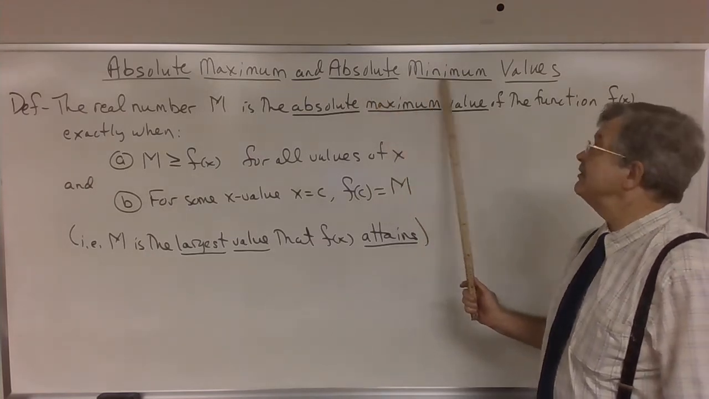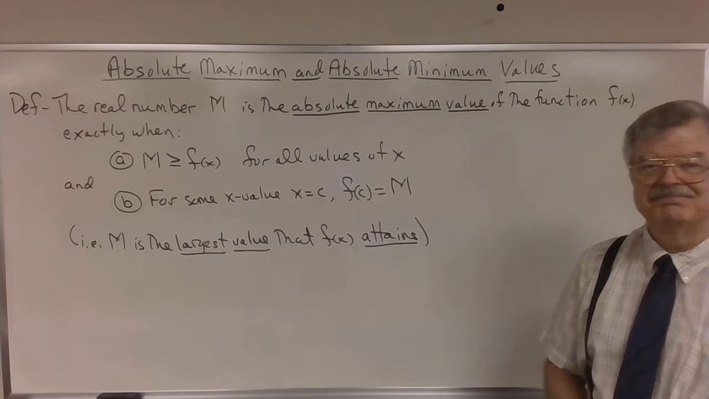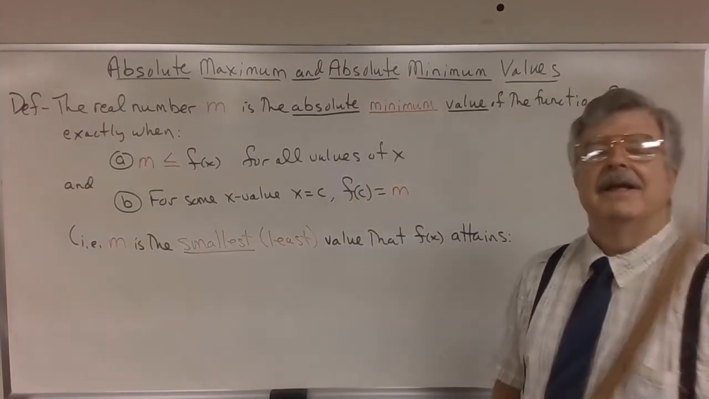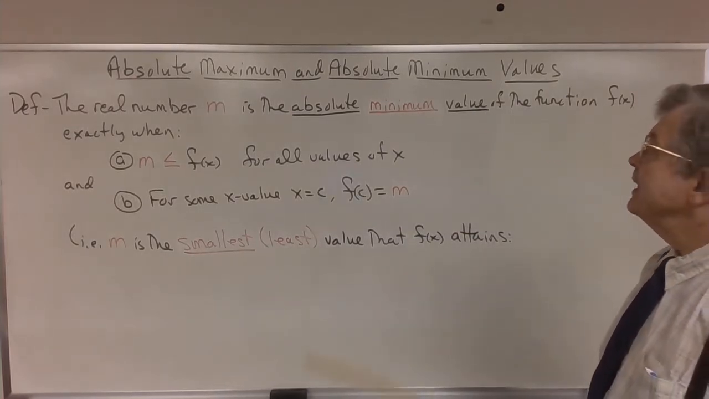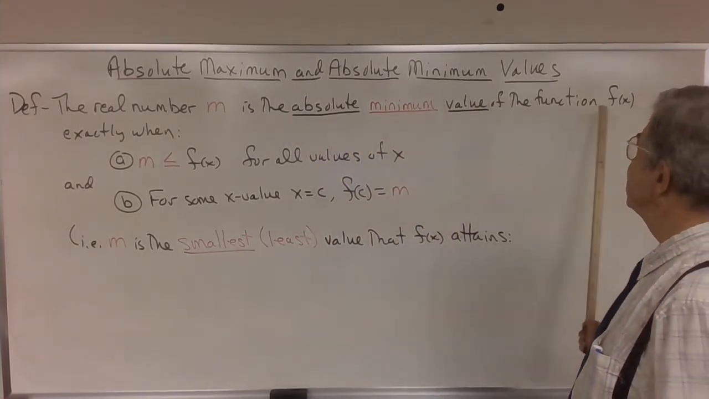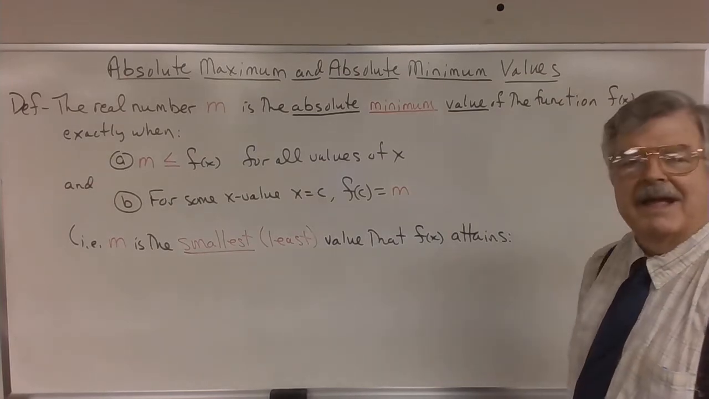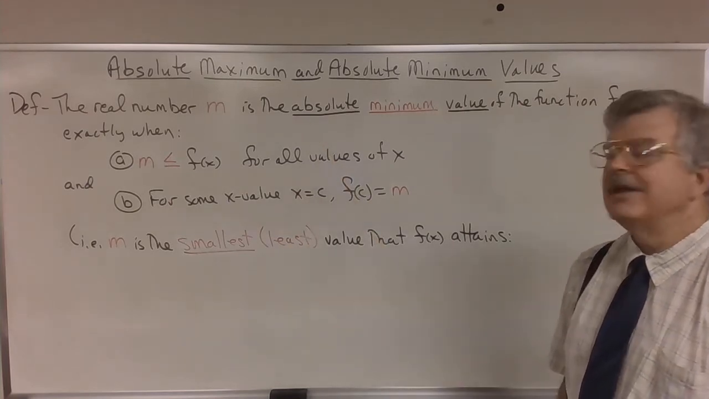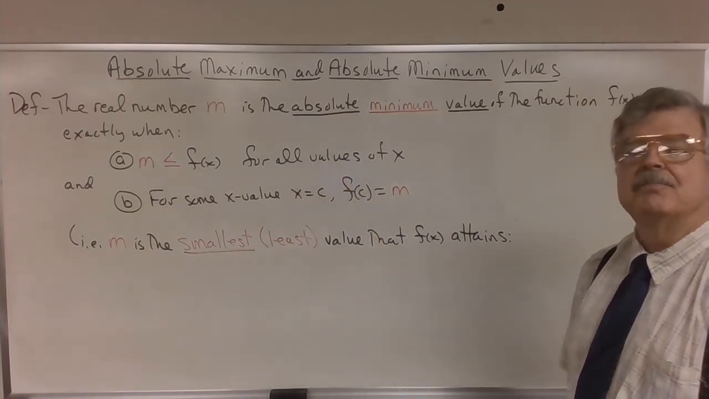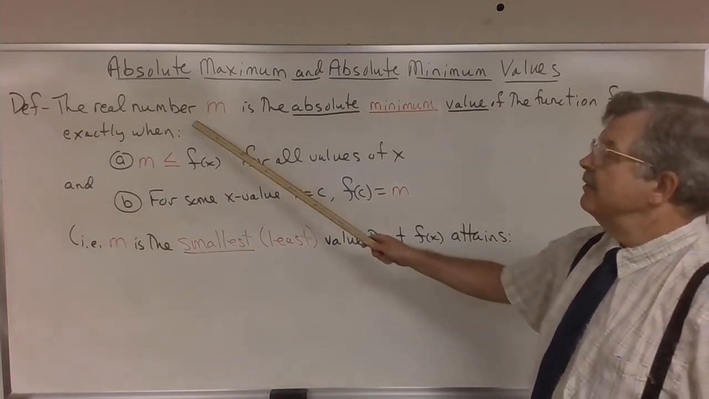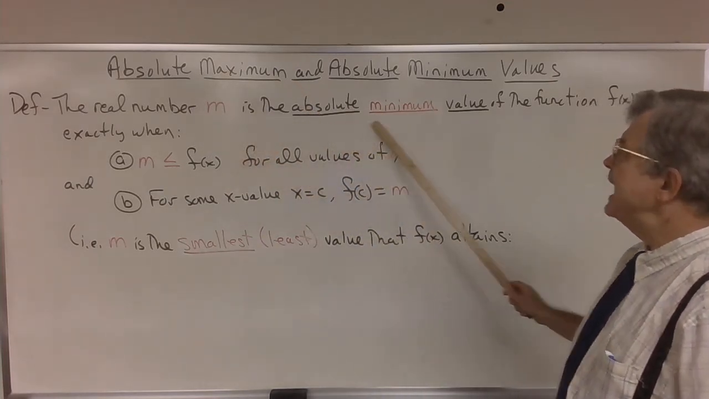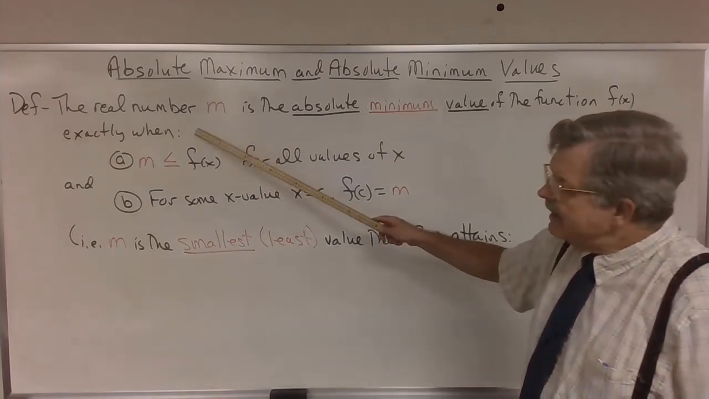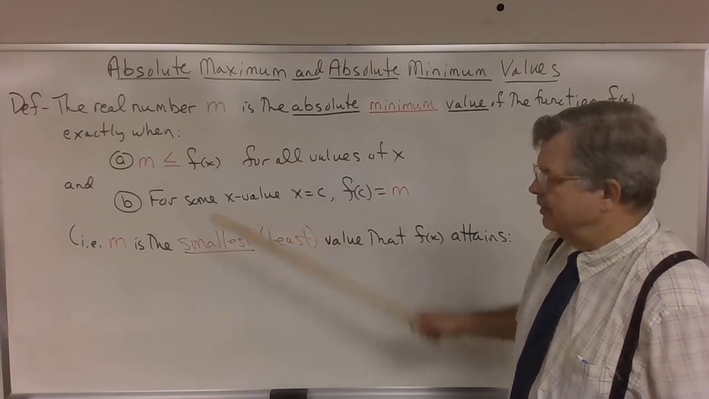Now, before we do any examples, I'm going to define the analog of the absolute maximum value, and that's the absolute minimum value. Here's the analog, the absolute minimum value of a function f. Essentially I've kept everything the same on the board, except I've altered the statements so that we can define absolute minimum value. The real number little m is the absolute minimum value of the function f of x exactly when these two conditions hold.